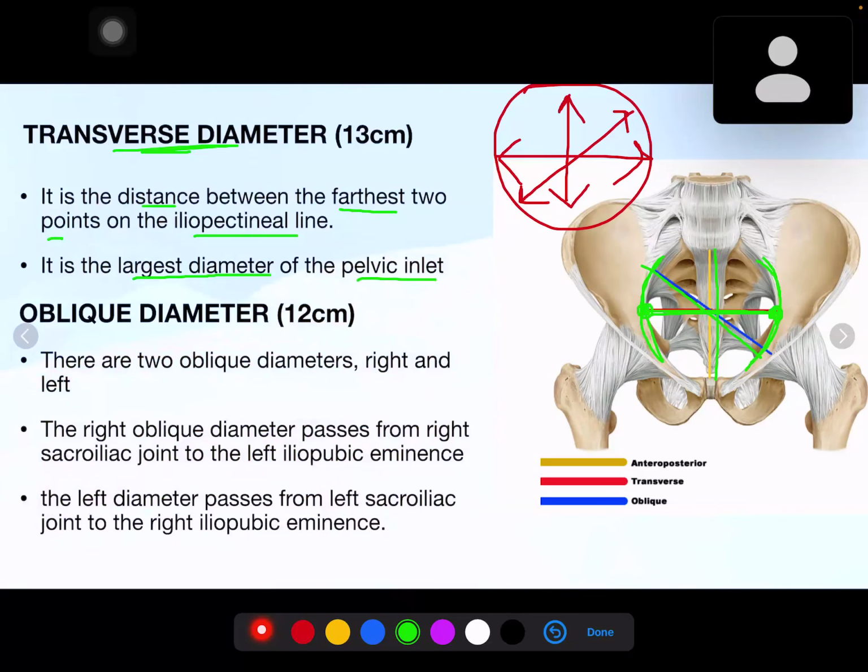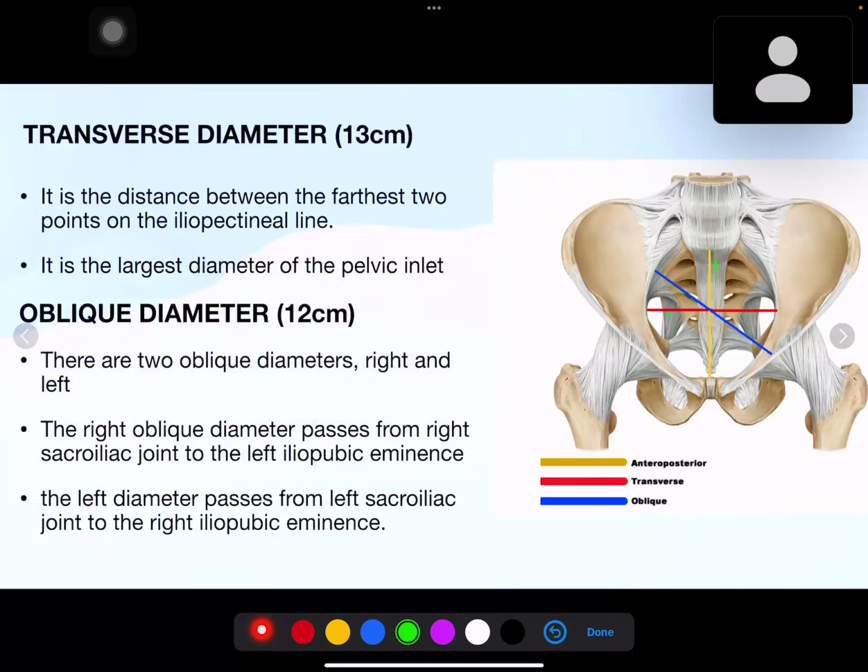In the female pelvis, the gynaecoid pelvis is this shape. The inlet is oval shaped. Oval means the transverse diameter would be more. You just have to remember the shape. This is an oval shaped pelvis, so the transverse would be more. So the transverse would be 13 centimeter.